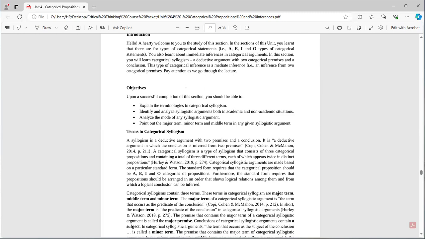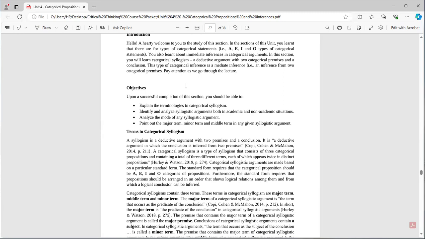So before we get there, we need to explain certain terms. Major term, middle term, minor term. A middle term, because there are at least two premises, you will have the term in the first premise, and you have the term in the second premise. It is linking the two premises together logically to draw a conclusion. So the term that is found in the first premise and also found in the second premise is called the middle term. But the middle term is not found in the conclusion.